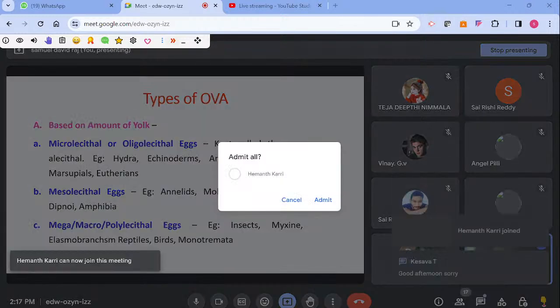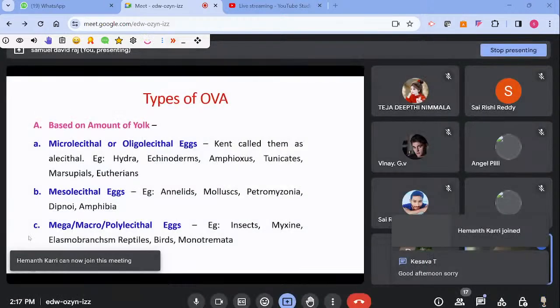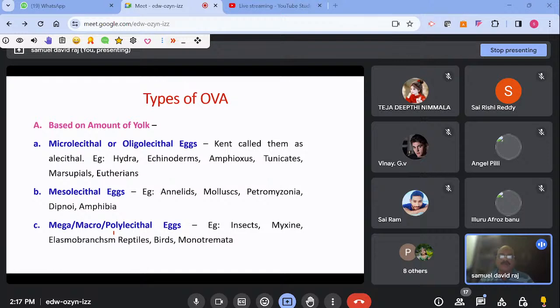So before going to today's topic, I want to remind you once again the different types of ova, based on which only you'll be able to understand what blastulation and gastrulation are. Once again, to remind you, based on the amount of yolk, eggs are of different types.